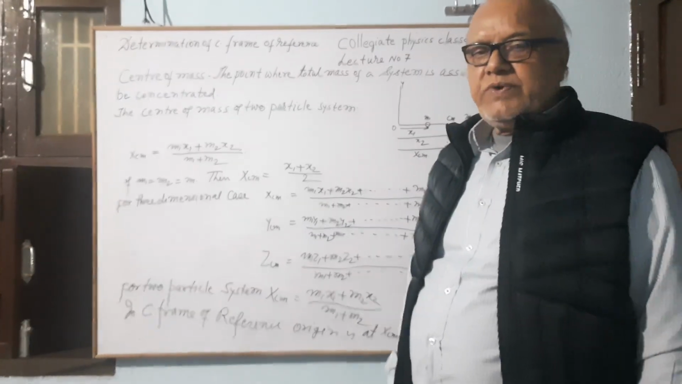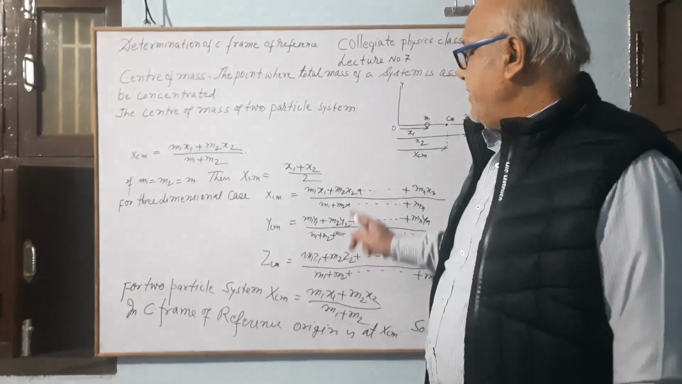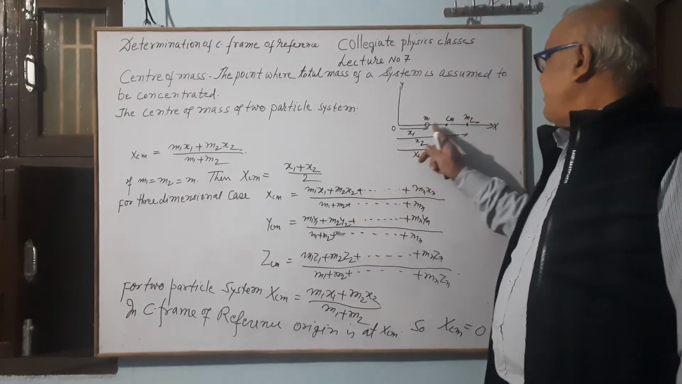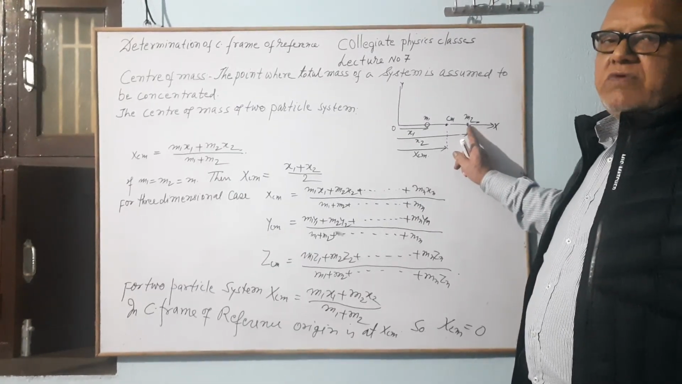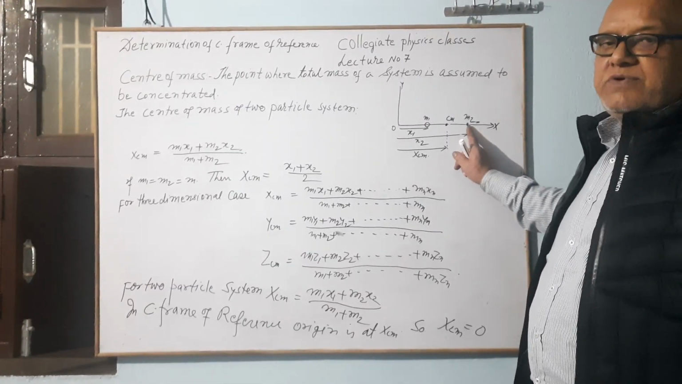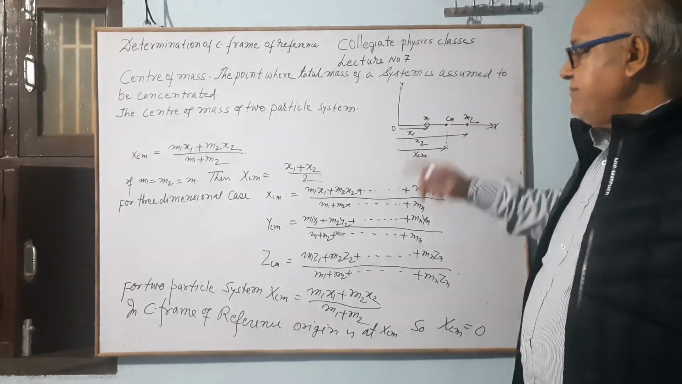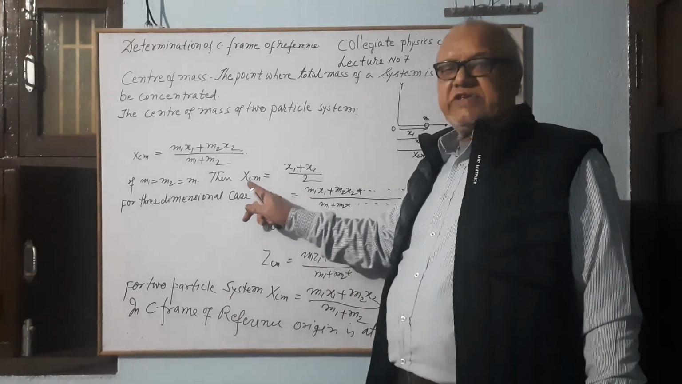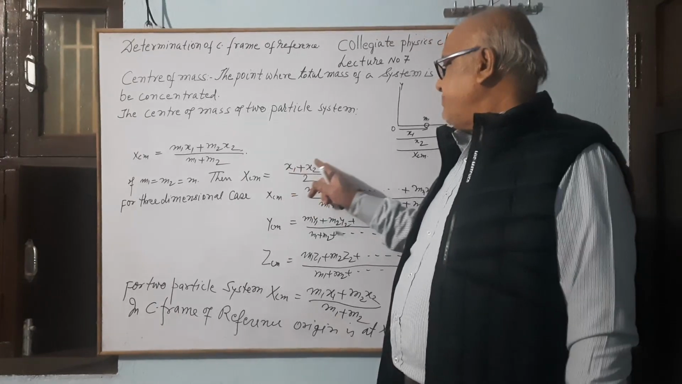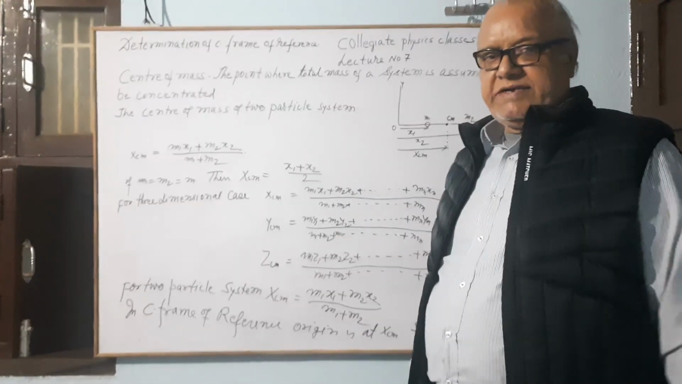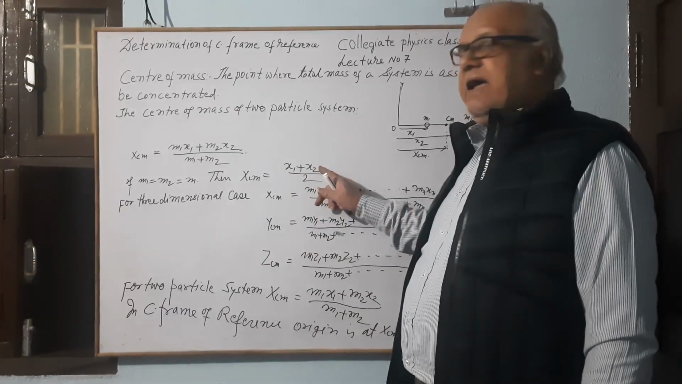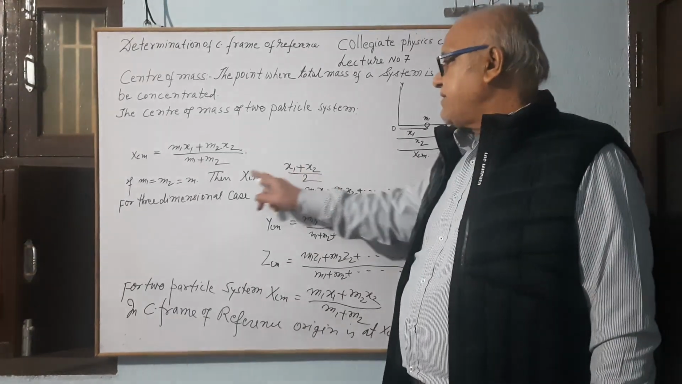Now, if we assume that the masses m1 and m2 are equal, suppose the equal value of m1 and m2 is m, then xcm will be (x1 + x2) / 2. That is, the midpoint of x1 and x2 will be the center of mass.